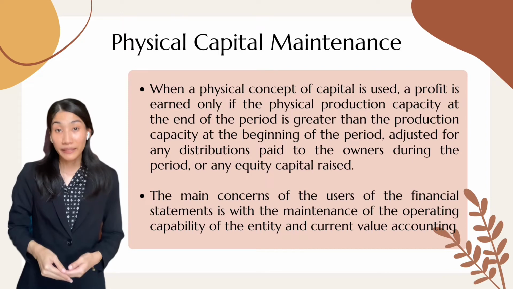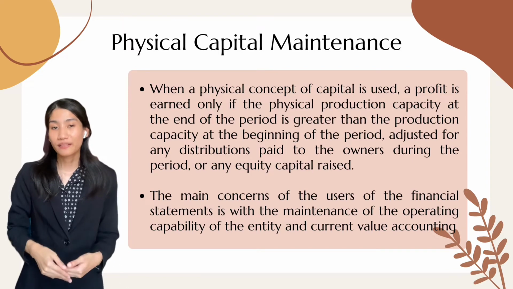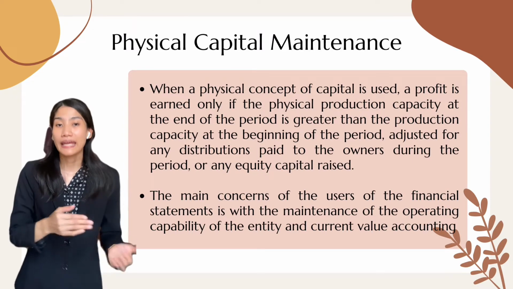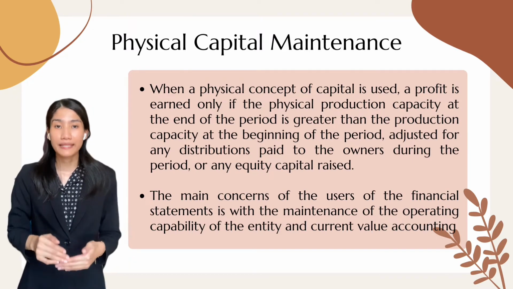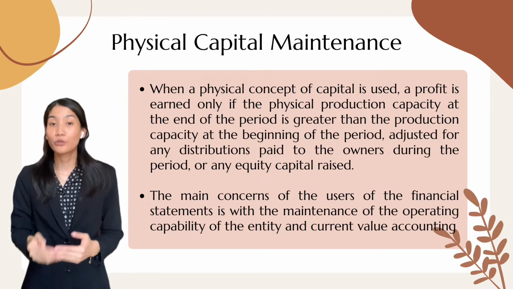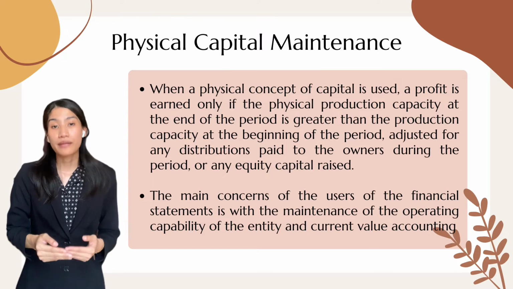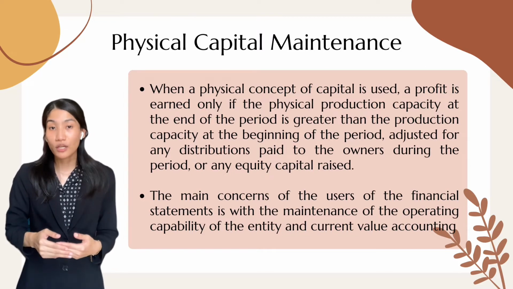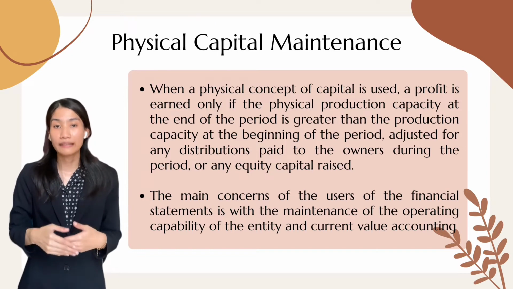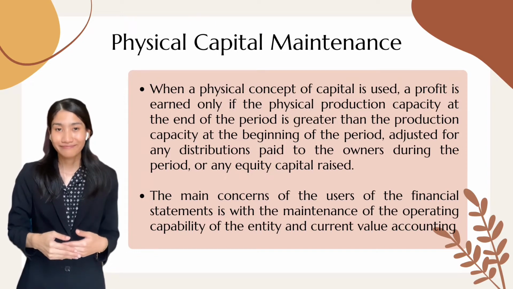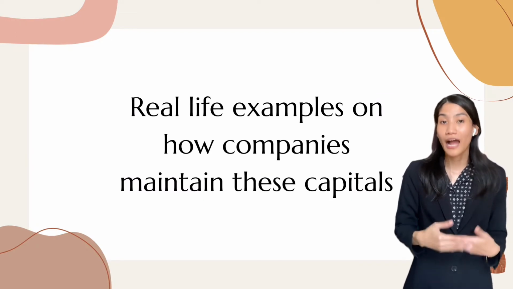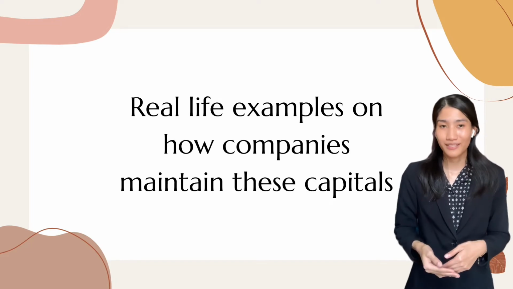Under physical capital maintenance, when the physical concept of capital is used, a profit is earned only if the physical production capacity at the end of the period is greater than the production capacity at the beginning of the period, adjusted for any distribution paid to the owners during the period or any equity capital raised. The main concern of the users of the financial statements is with the maintenance of the operating capability of the entity and current value accounting. For the next slides, I will explain using a real-life example on how companies maintain these capitals.